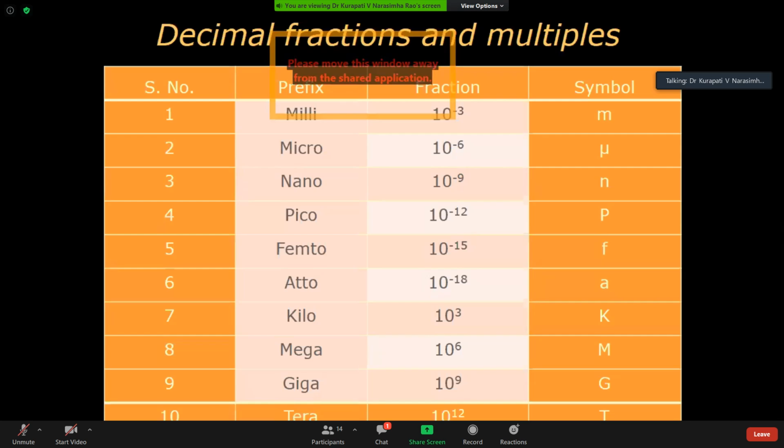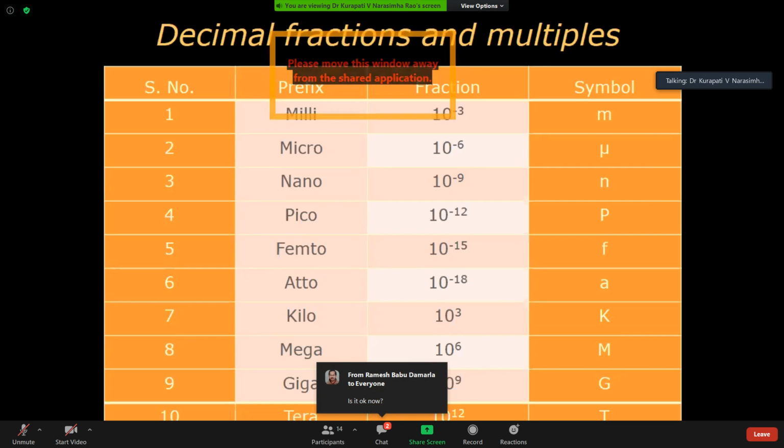Now, I want you to know a little bit about the prefixes. These prefixes will be used to denote very small quantities or very large quantities. Let us start with the small quantities. Milli stands for 10 to the power of minus 3. That is 1 by 1,000 is milli. Micro is 10 to the power of minus 6. That is 1 by 1 million.